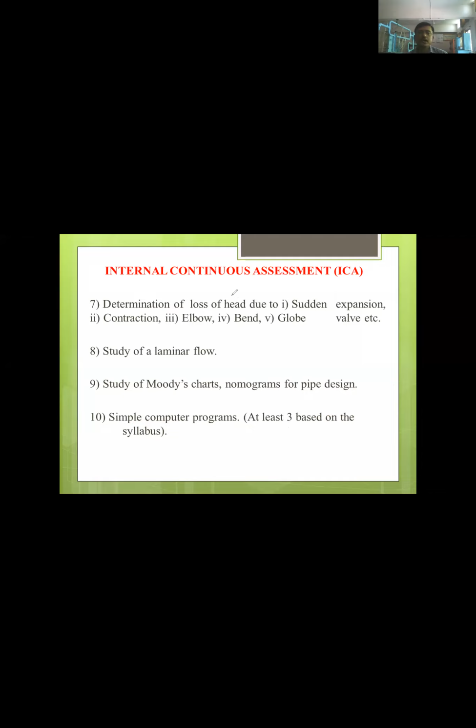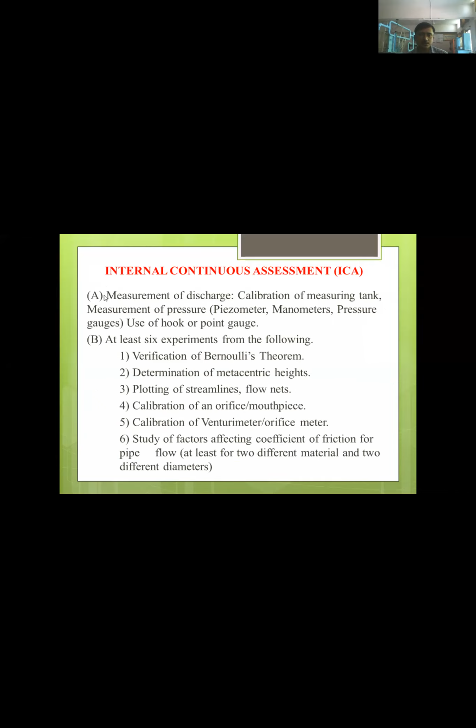So this was the ICA. Here we are going to perform the total 7 practicals. Practical number this one, including this one. This is the first one, and 6 from this one.